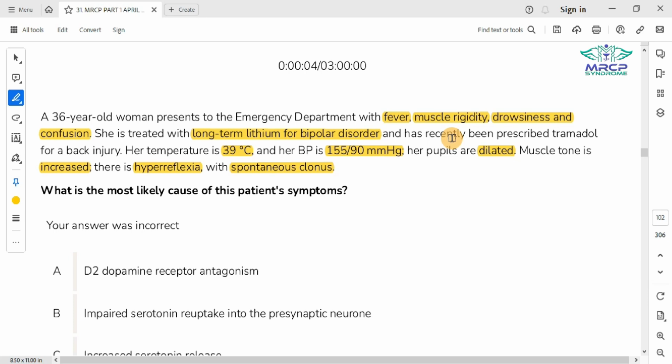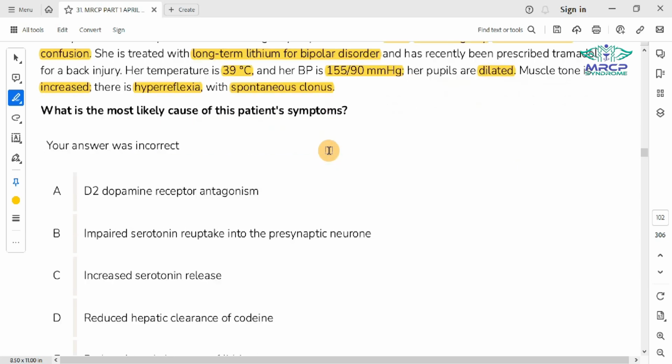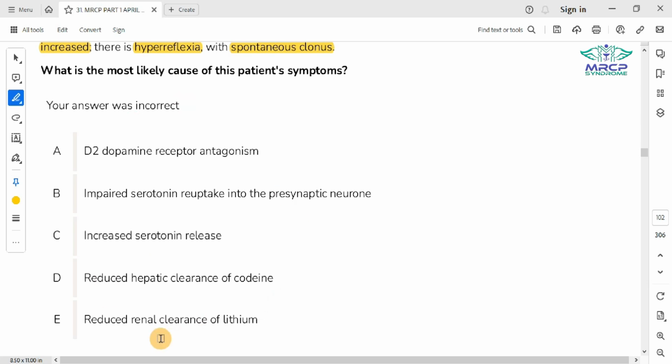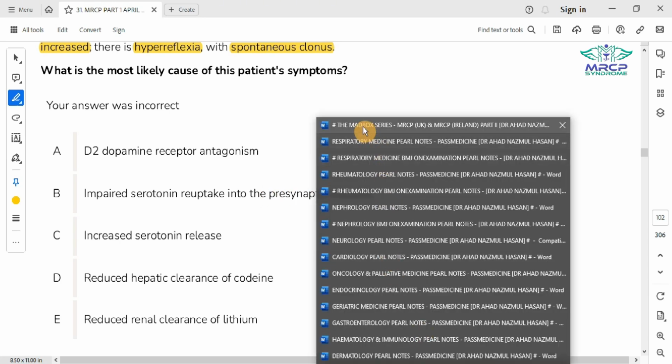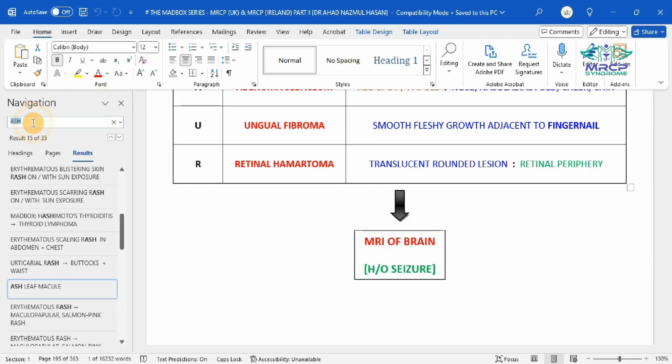So most likely diagnosis: serotonin syndrome. Yes, most likely this is serotonin syndrome. So the most likely cause of this patient's symptoms, I mean the pathophysiology of serotonin syndrome, is impaired serotonin reuptake in the presynaptic neurons.